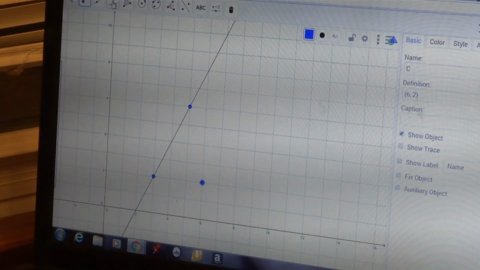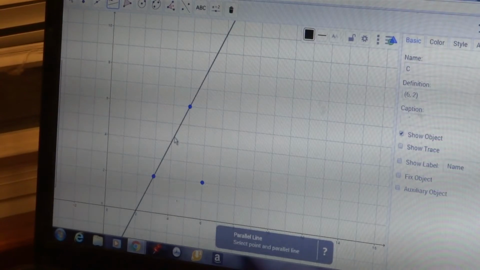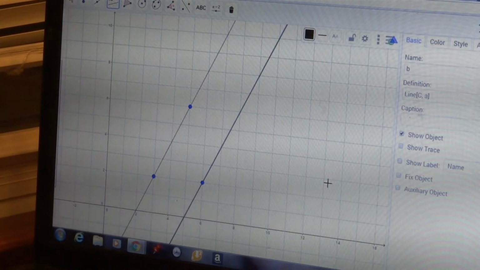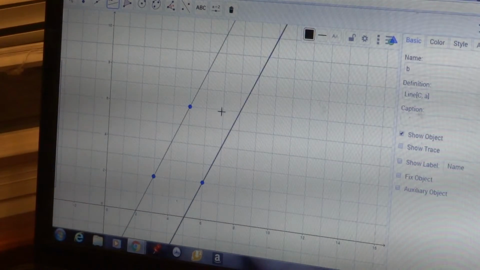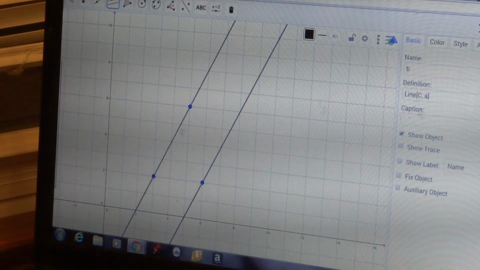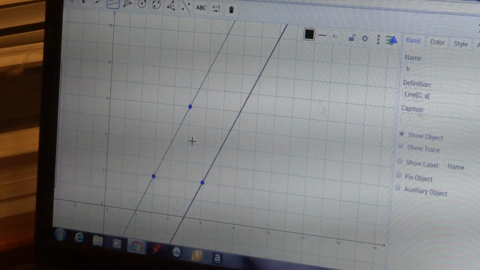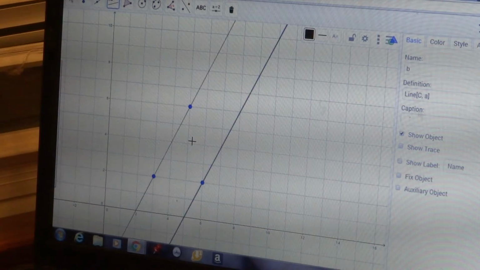If I want GeoGebra to show me that parallel line, I just have to select the 2, and look at that, it will draw a line that has the same exact slope as the line that I originally drew. And so that's our definition of lines being parallel, is that they have to have the same slope.